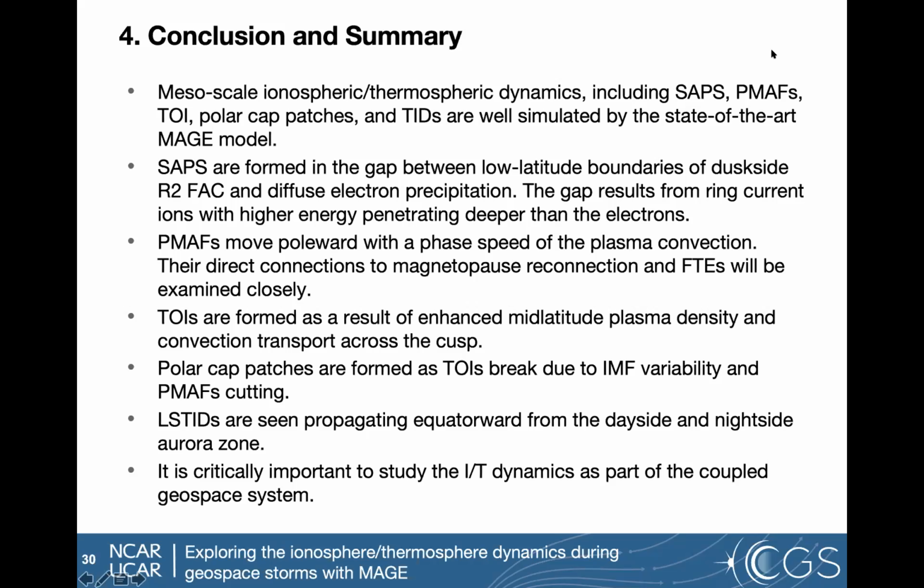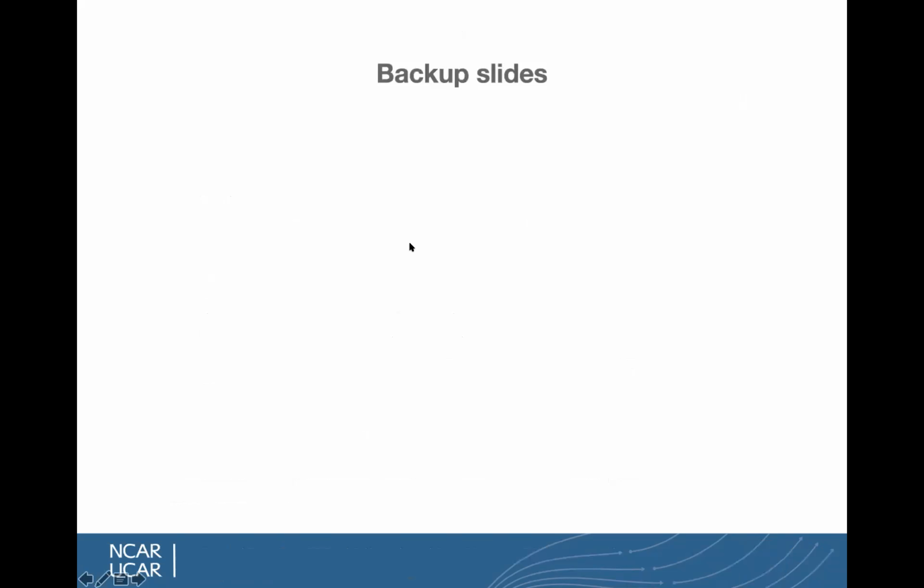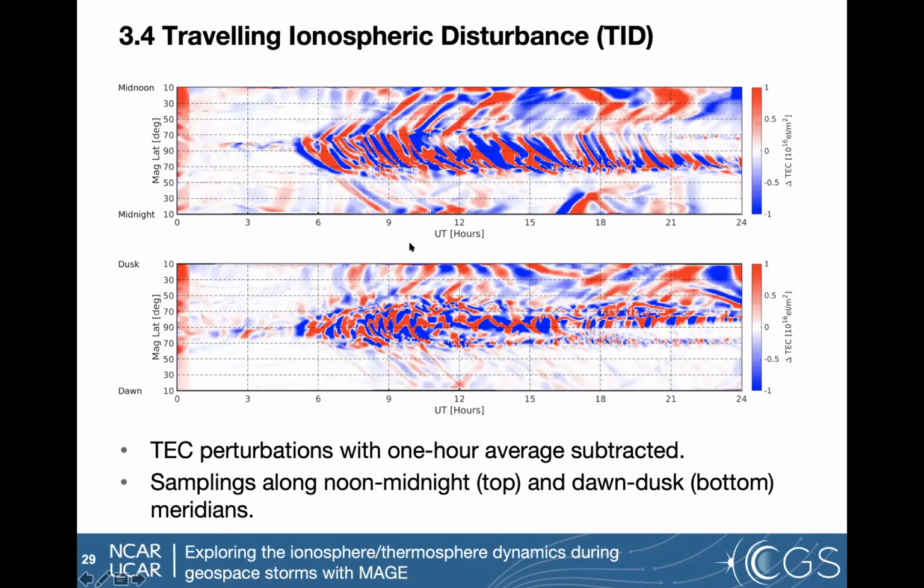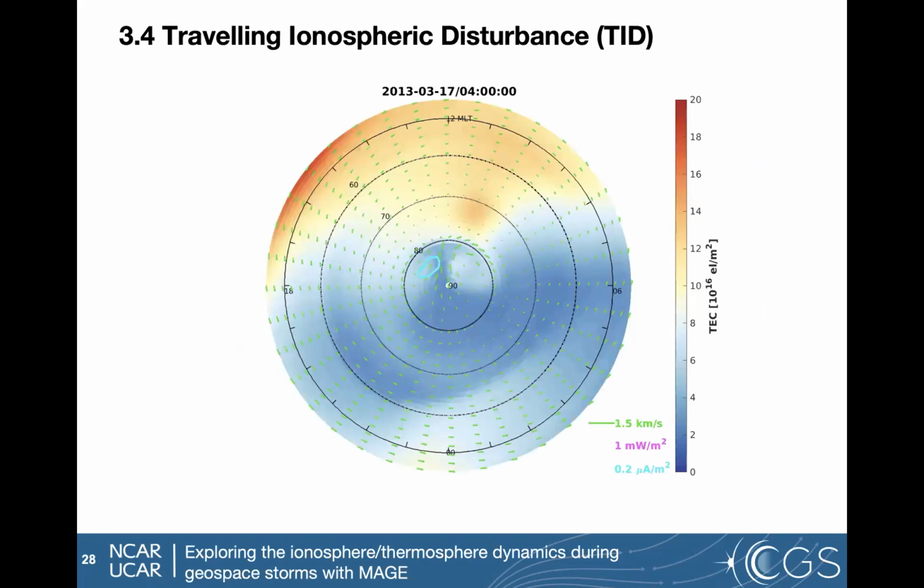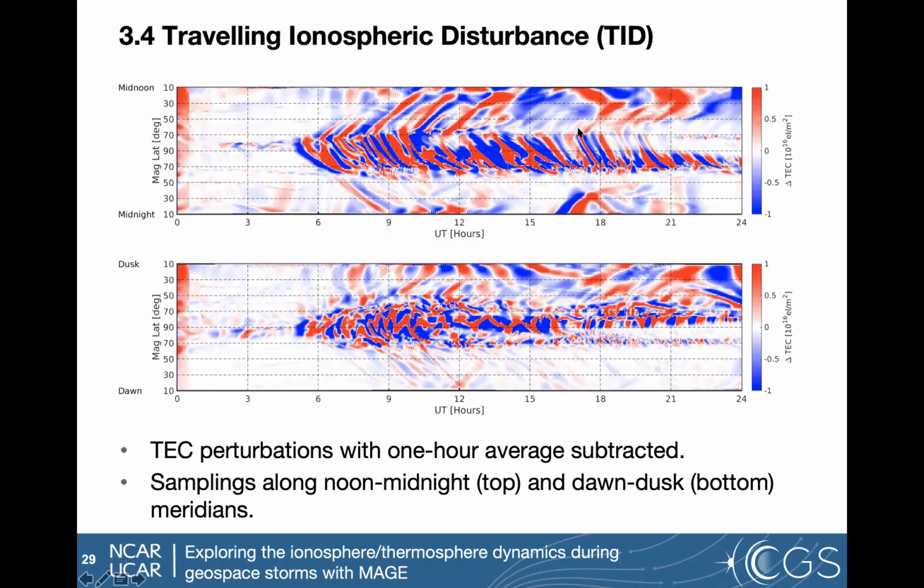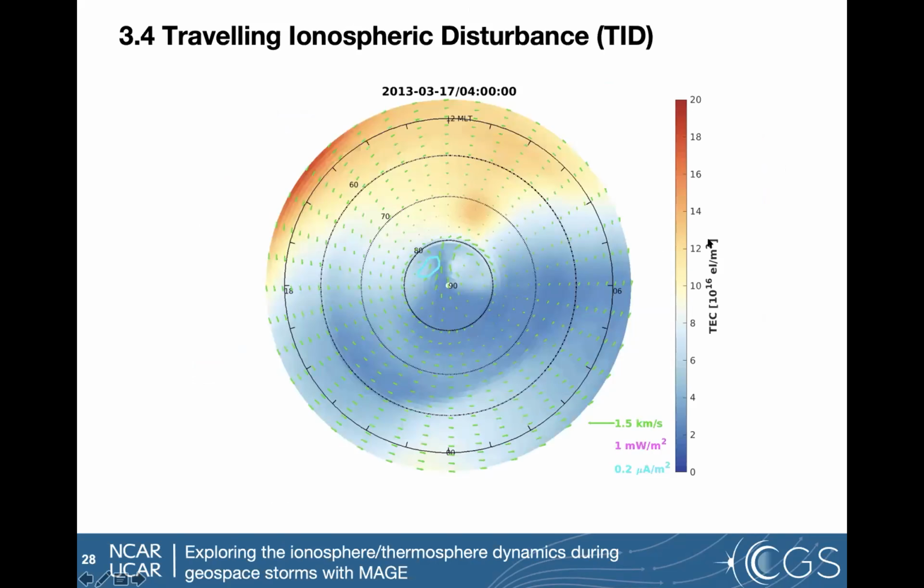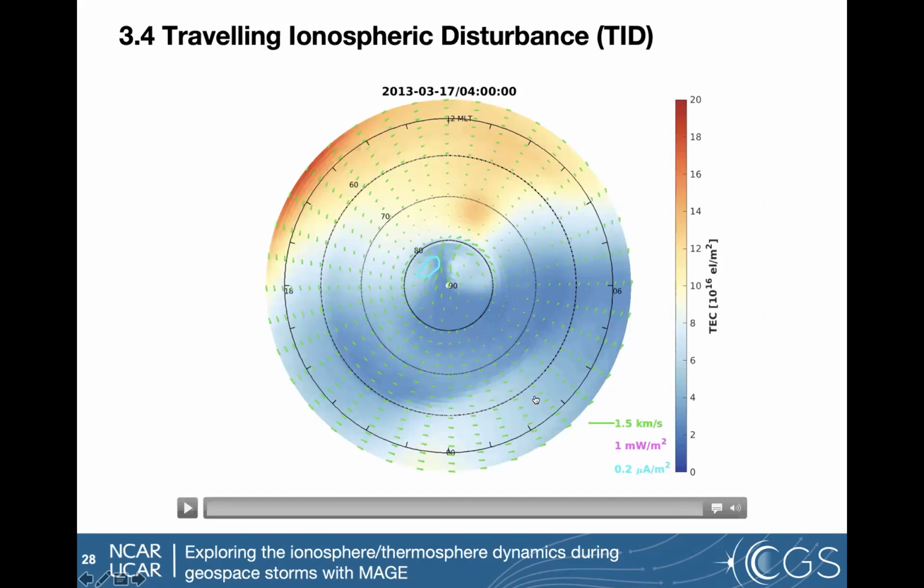This is Slava. Dong, on the slide minus one or minus two, where you were showing TIDs, the previous one, the movie. Could you talk a little bit about how these TIDs get generated in this particular movie? Is there a pulsating energy deposition at high latitudes, or what makes these waves go?